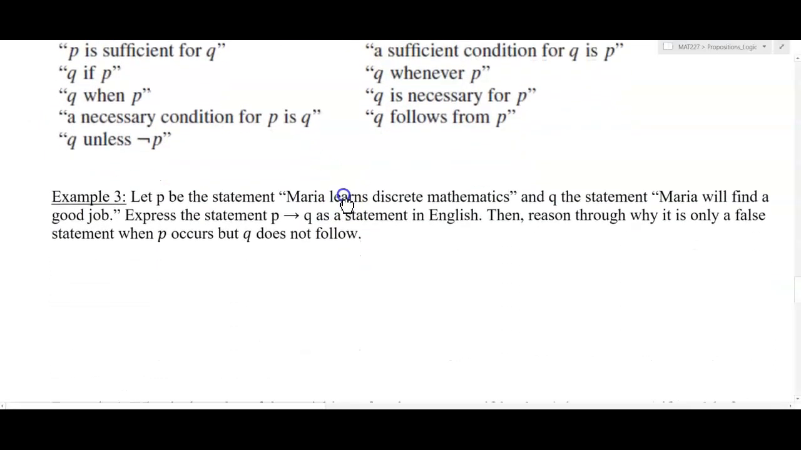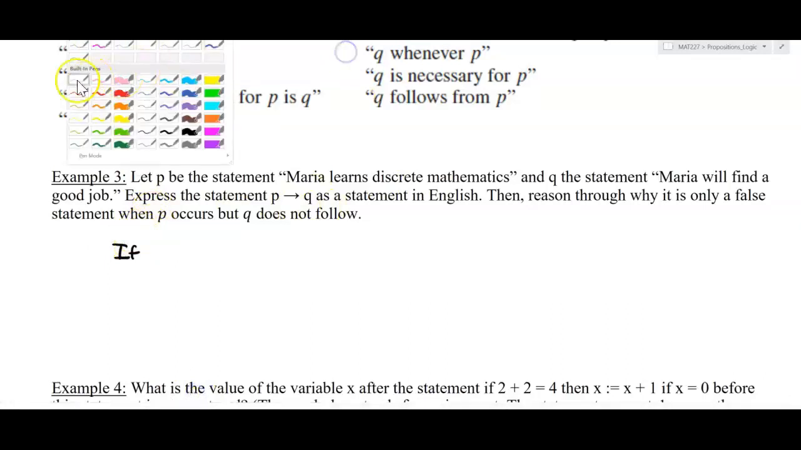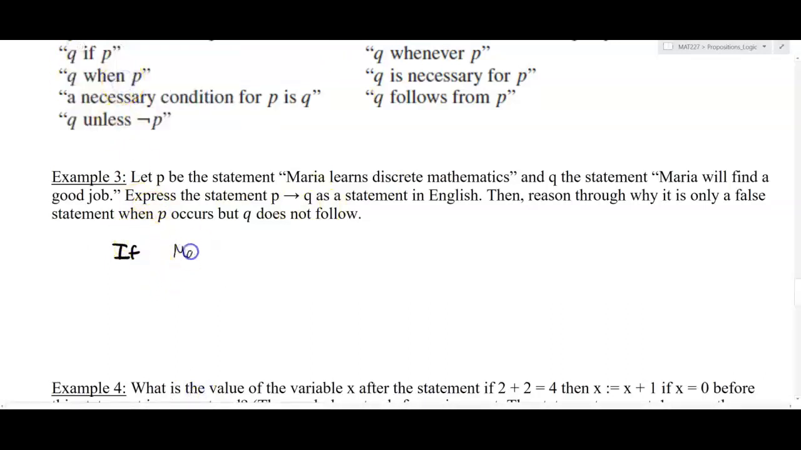Example 3. Let P be the statement Maria learns discrete mathematics, and Q the statement Maria will find a good job. Express the statement P implies Q as a statement in English, then reason through why it is only a false statement when P occurs, but Q does not follow. So we would say, if Maria learns discrete mathematics, let's abbreviate that, then Maria will find a good job.